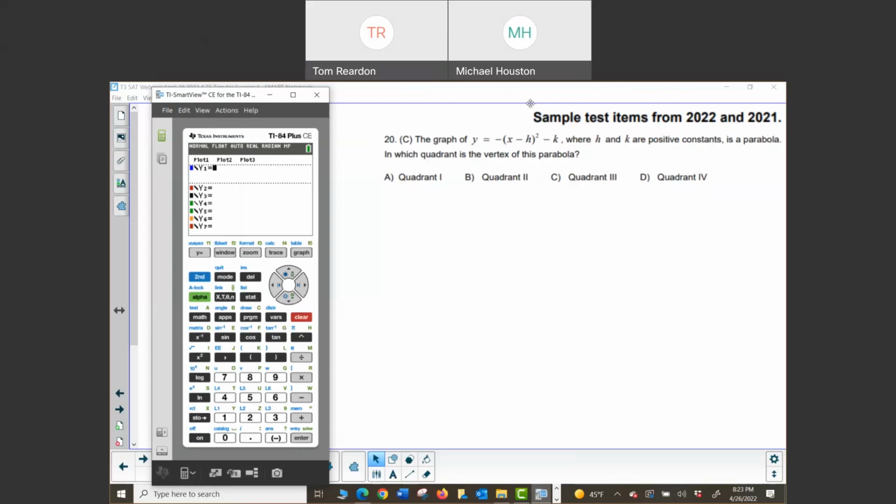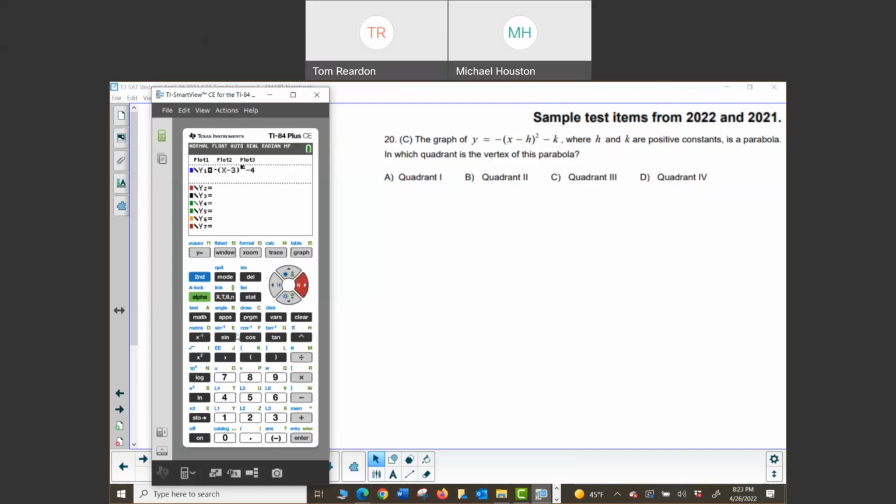All right, so what I'm going to do is just assign values for h and k. They have to both be positive constants. So I'm going to type in the opposite of the quantity x minus 3, the quantity squared, minus 4. So those are my h and k, 3 and 4. And then I'm going to go ahead and graph that. And, oh, did I not type that correctly? Oh, I did not graph that correctly.